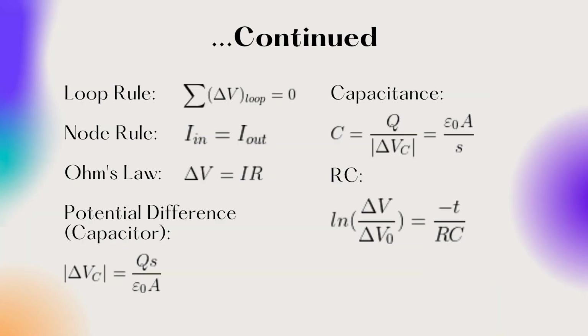The loop rule states that the sum of the potential differences equals 0, and the node rule states that the current entering a section of wire equals the current leaving the section. We will use Ohm's law to calculate in-between variables, and the formula is the potential difference equals the current times the resistance. I then state some more complex formulas, including those of a capacitor's potential difference, a capacitor's capacitance, and a formula to calculate the RC.